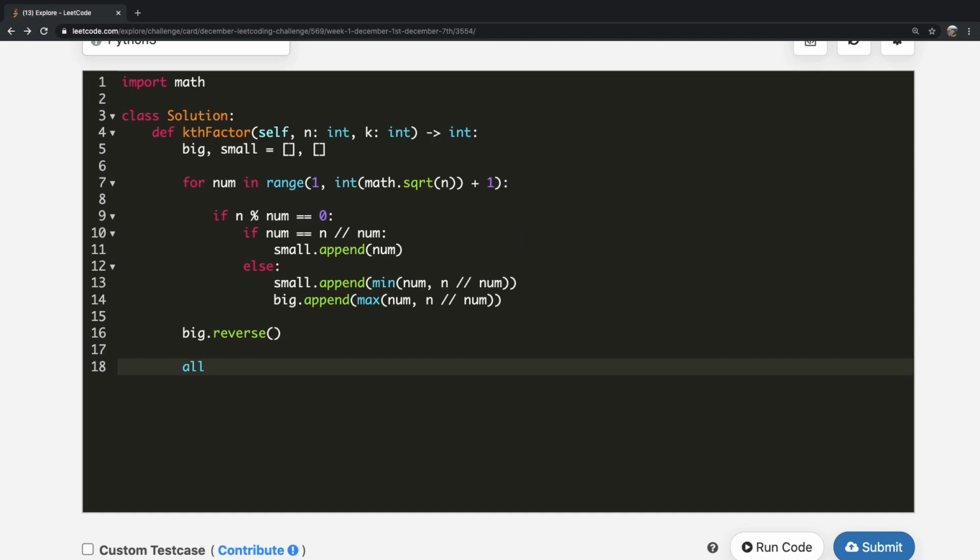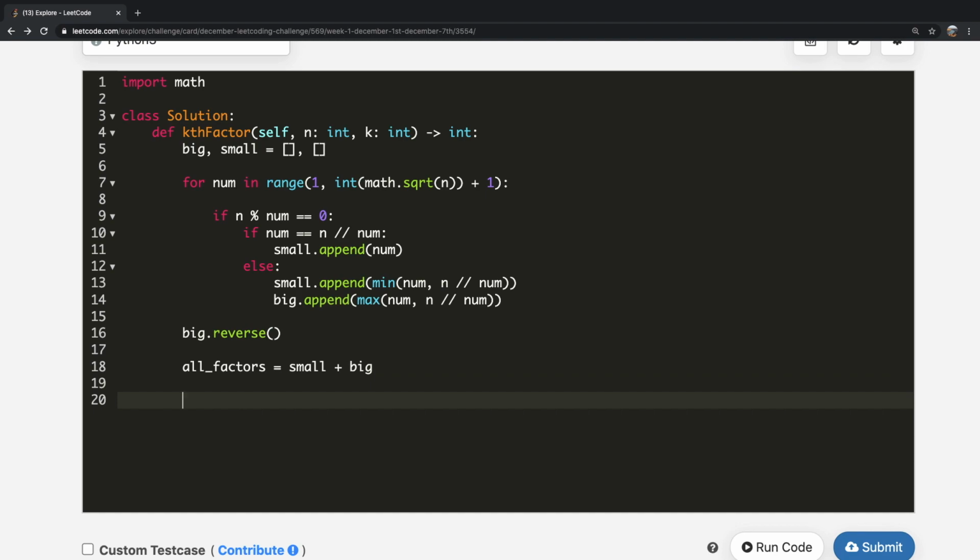So let's just call this all_factors. You don't necessarily have to add it, but I'm just adding them together because I think it'll be a lot easier to understand. So over here, inside of all_factors, we're going to have the small list, and we're going to add the big list to it, okay? So small plus big, that's all of the factors inside of there.